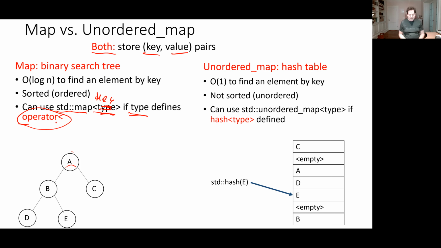Unordered map is a hash table, even faster. It's order one to find an element by its key. It's not sorted, so if you need sorting, it's not a good choice. But if you don't need sorting, it's even faster. You can use an unordered map, and again, this is the key type, so I should really say key, as long as the hash function for it is defined.